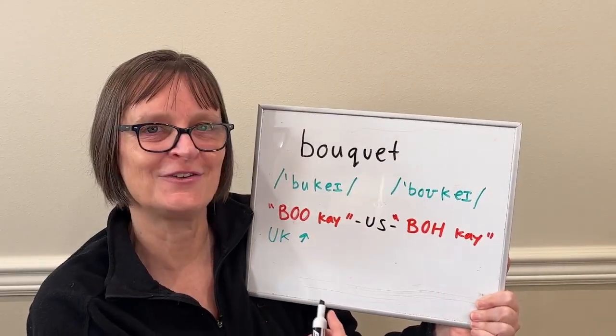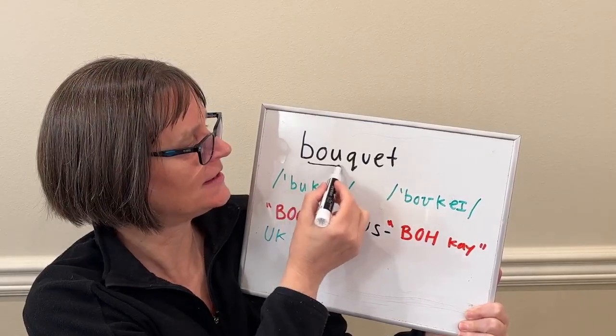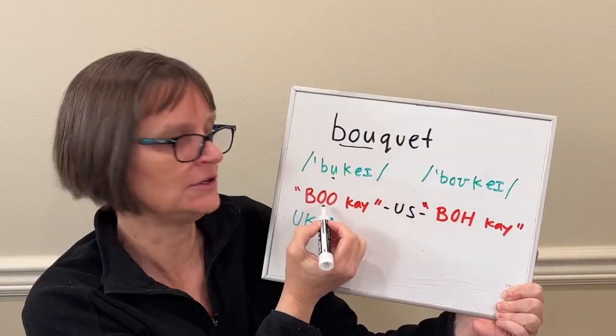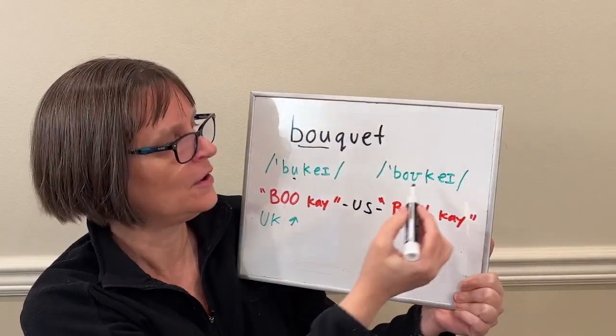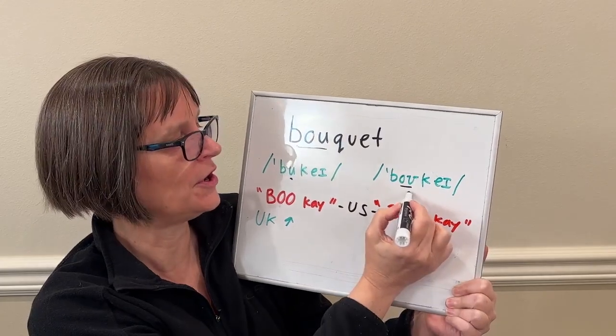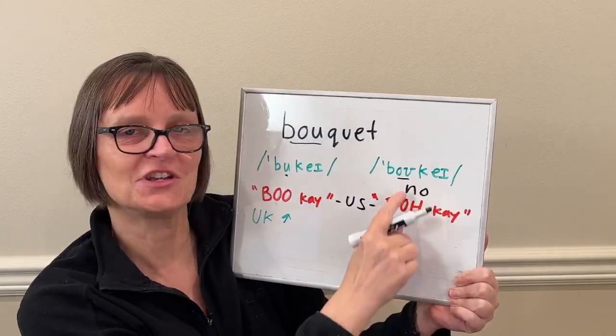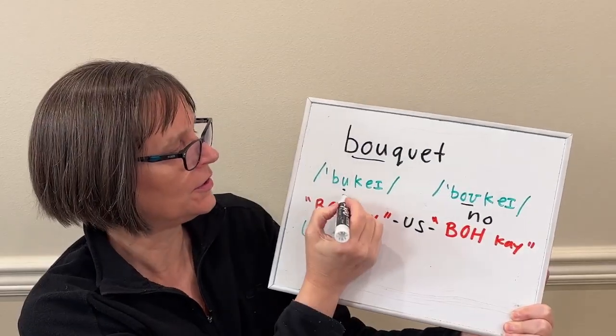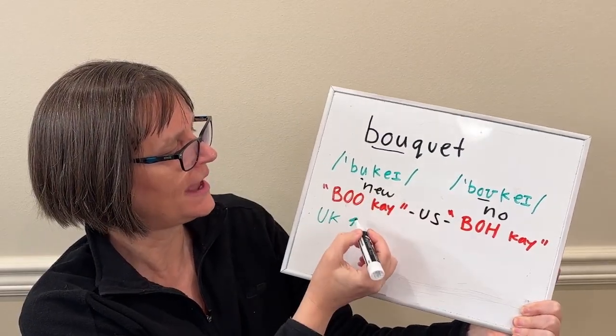To break it down, we have first syllable stress, and the first vowel, again, is either the oo sound, like in new or boom, or the o sound, like in bow or no. You can use a matching word to help you remember, no bouquet or new bouquet.